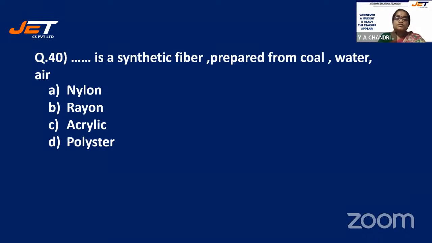Next question. Dash is a synthetic fiber prepared from coal, water, and air. We have already gone through this question. You can answer within just a second. It is option A, nylon. Nylon is prepared from coal, water, and air.